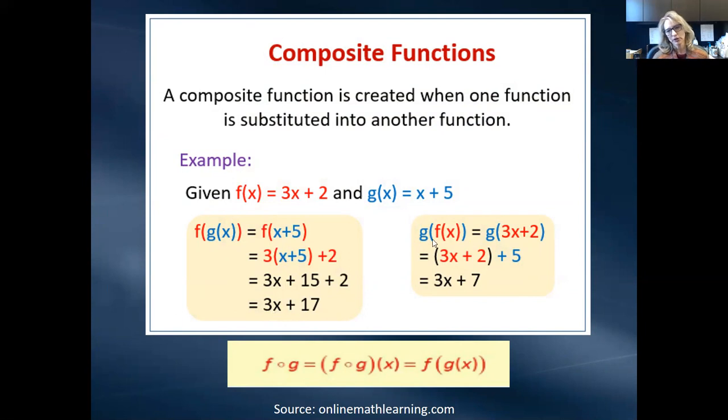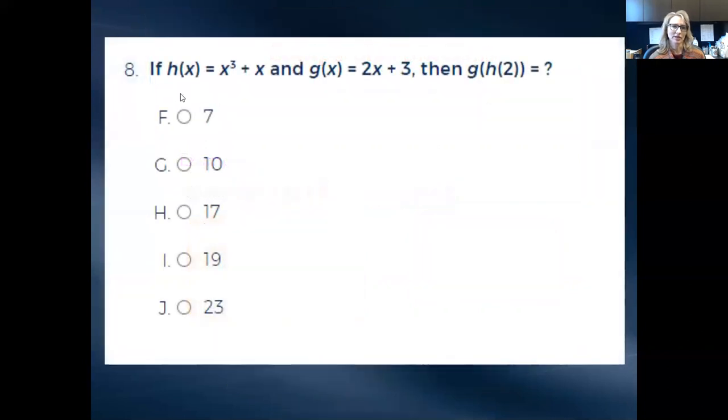Similarly, when we're told to do g of f of x, we start with the f of x, which is on the inside, and that's 3x plus 2, and we're going to put that where the x is in the g of x function. So we're going to put 3x plus 2 plus 5 and solve that and get 3x plus 7. So these are the composite functions of f of g of x and g of f of x.